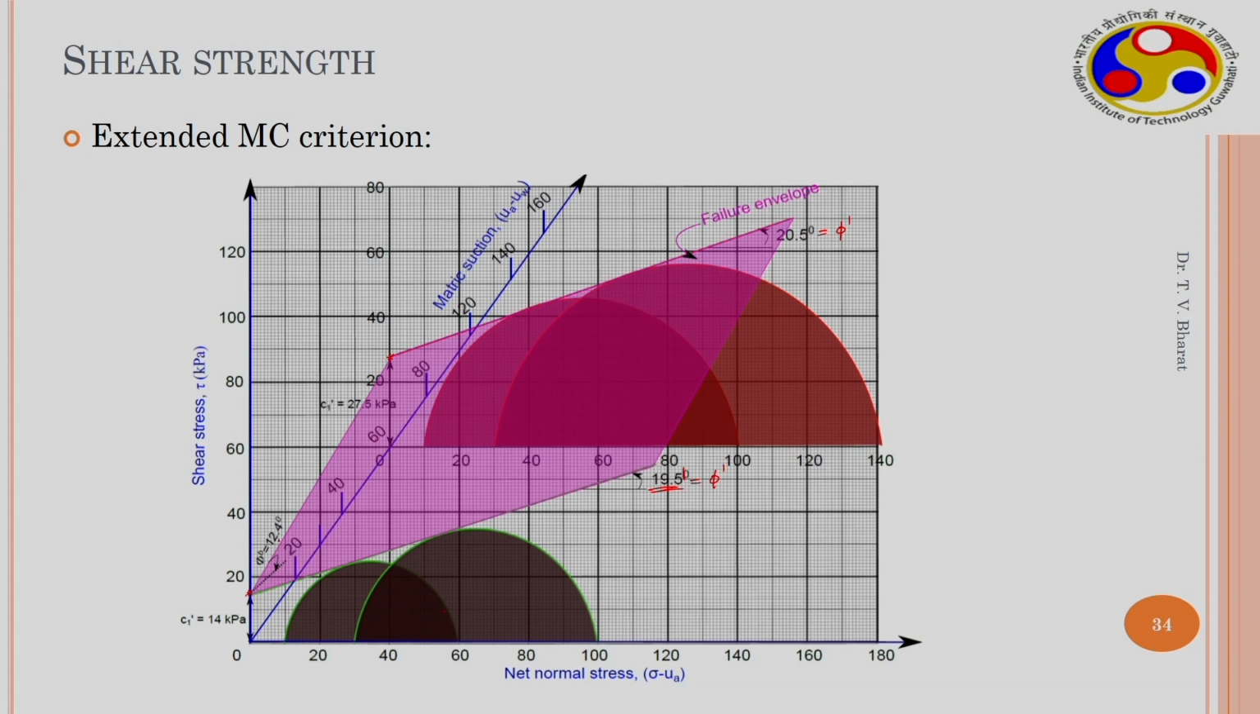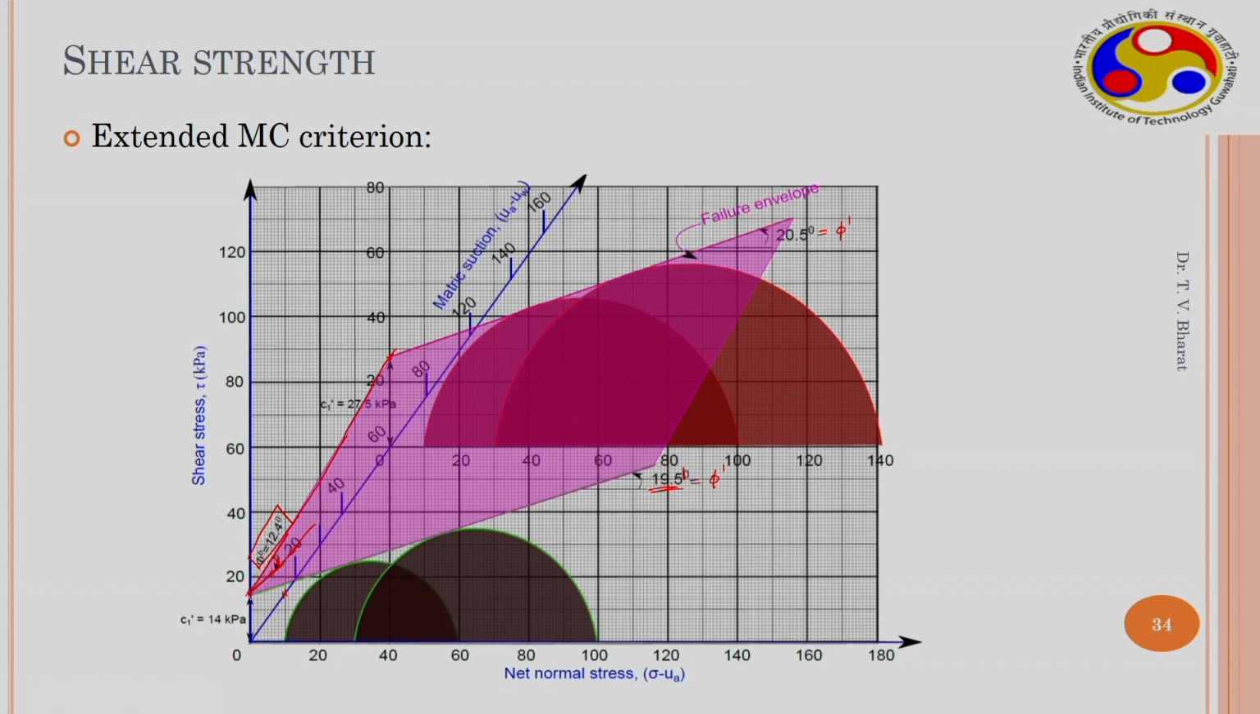So, the line joining these two with respect to the axis which is parallel to the matrix suction line, in between these two, the line which joins the two intercepts, and another line which is parallel to the matrix suction line, the angle made between these two lines is your phi b. So, that phi b is 12.4 degrees.